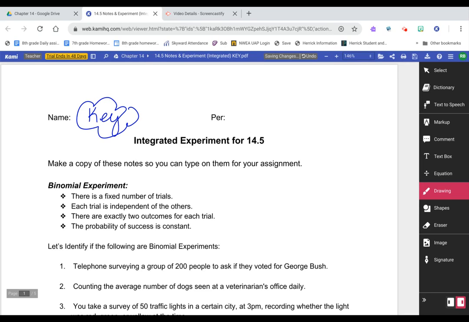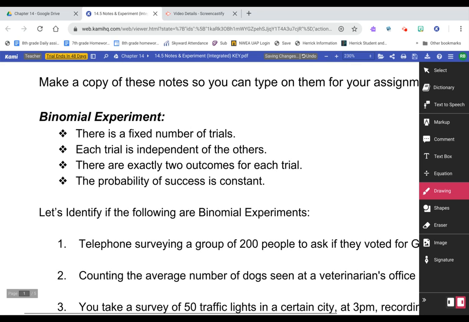Section 14.5 introduces binomial experiment. So 4 criteria need to be met in order for something to be a binomial experiment. The 4 criteria are right here.